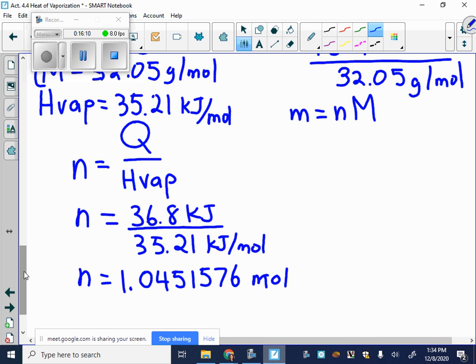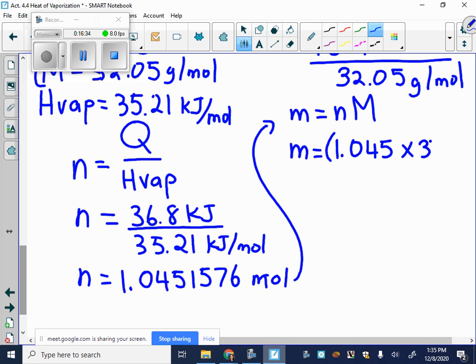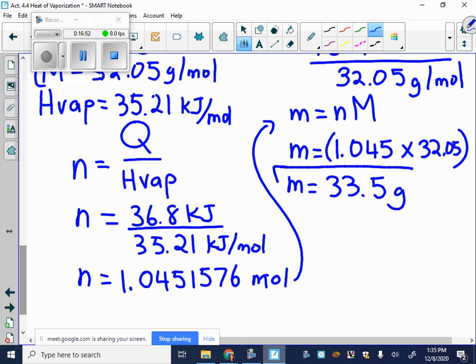Now that we know number of moles, we can go back up to this formula to find the mass. Mass is equal to number of moles times our molar mass. So our number of moles is 1.045. I'm going to leave it at that, times our molar mass, which is 32.05. Okay, and that should give us the right answer. Rounded to 3 significant digits, the mass is 33.5 grams.